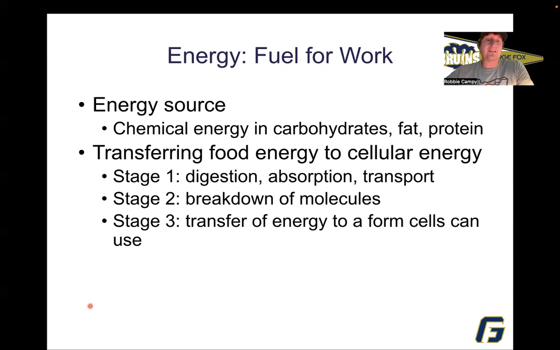Now, there's three basic stages to that, and we're not going to spend hardly any time on these, but this is something that you should recognize. The first stage is you're eating and digesting your food, and then from digestion, it needs to be absorbed into the bloodstream and then sent off to the rest of the body. So that's stage one. In stage two, we're going to need to break down those molecules. We'll talk about some of that a little bit today, depending on which system we're looking at. But there's certainly more complexity in every one of these stages than we're going to be diving into for our intro class. And then the third stage is transferring that energy into a form that all cells can use.